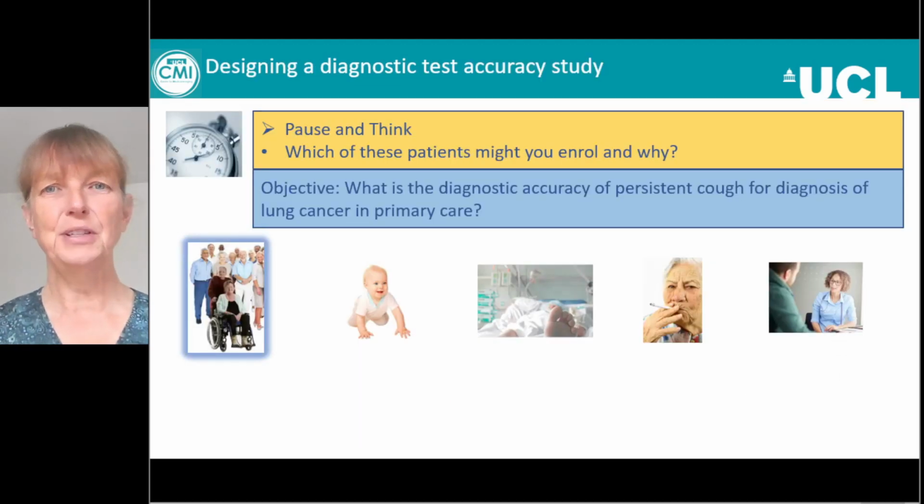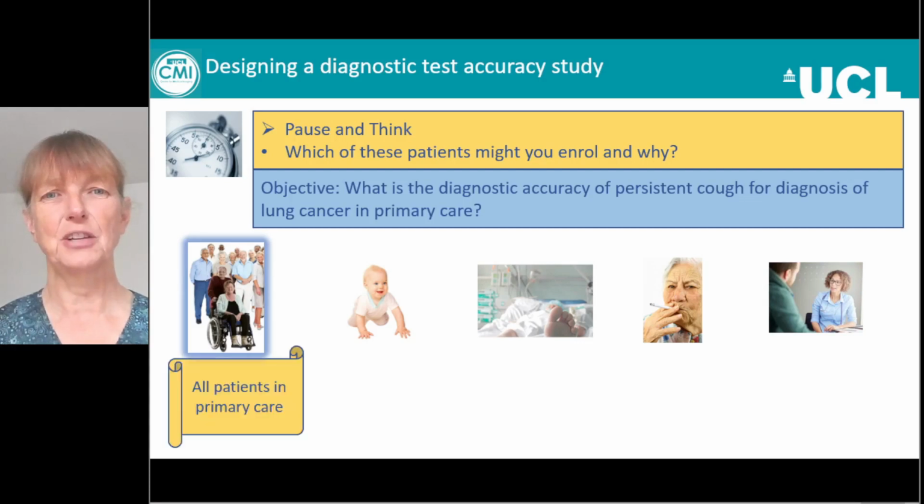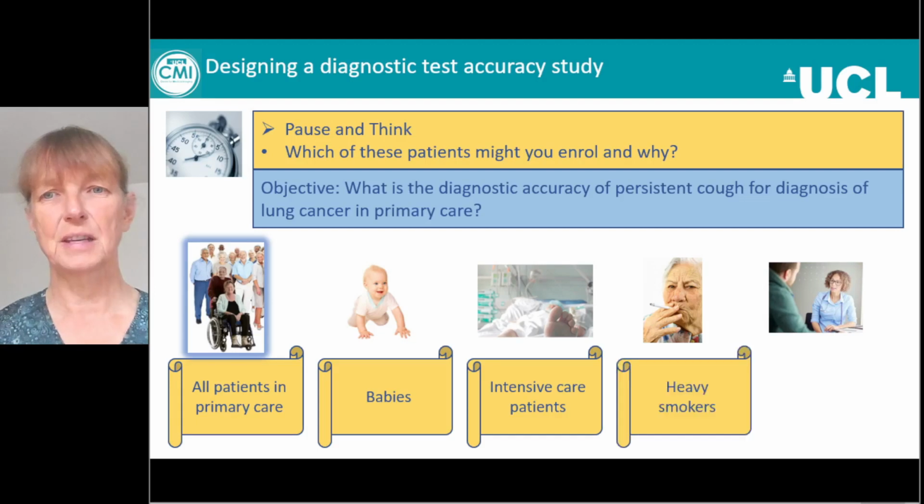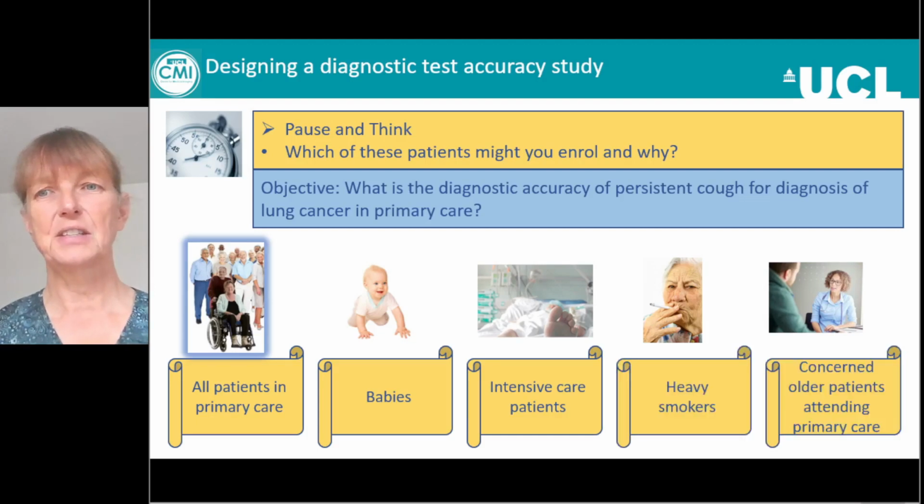Okay, so if we're doing a study to look at the diagnostic accuracy of persistent cough for diagnosis of lung cancer in primary care, that's at the family doctor, which of these patients might you enrol and why? Okay, so what I want you to do is to look at these different patients here. We've got all the patients in primary care, so there's all of the people who go to their doctor. This is babies, this is intensive care patients, this is heavy smokers, and this is concerned older patients attending primary care. Okay, so I'd like you to pause the video and have a little think about which of these patients would you enrol for this study objective and why.